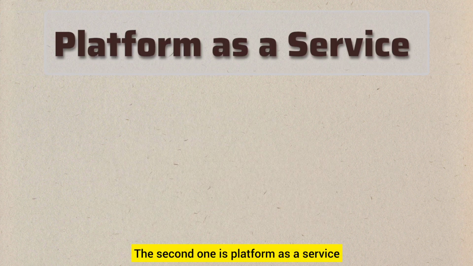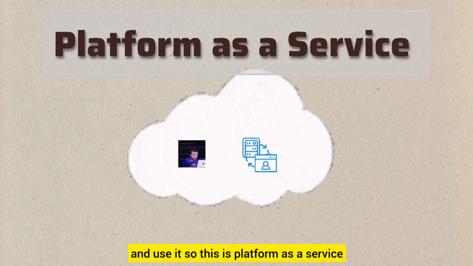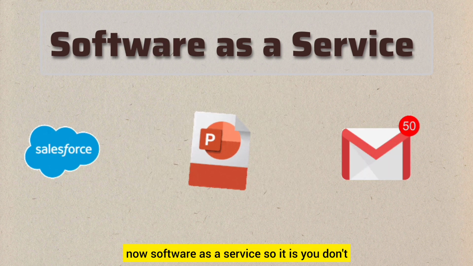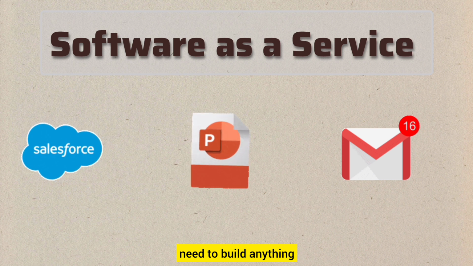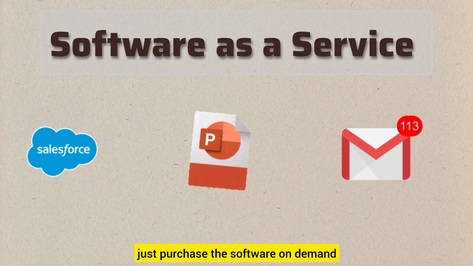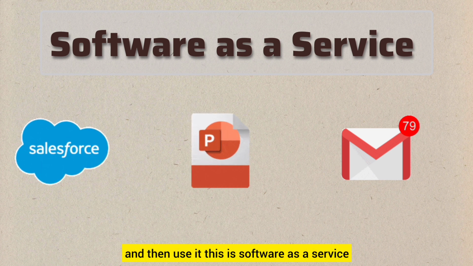The second one is platform as a service, where you have the platform, and everything is ready, including the operating system. You can just create an application, deploy it, and use it. So this is platform as a service. Now software as a service: you don't need to build or deploy anything, just purchase the software on demand and then use it. This is software as a service.